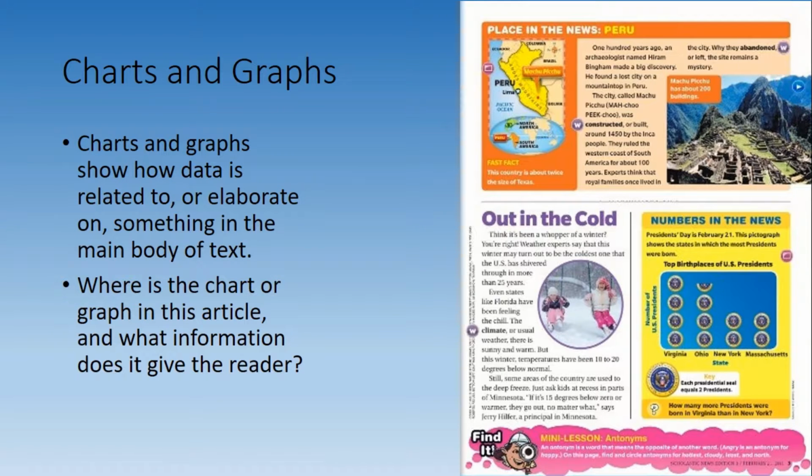The next text feature that I would like to talk about is charts and graphs. Charts and graphs show how data is related to or elaborate on something in the main body of the text. Okay, so where is the chart or graph in this article? And what information does it give the reader?